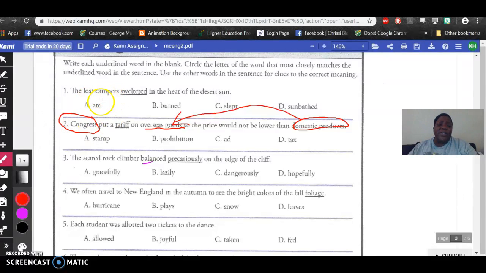Okay, so is our word going to be stamp, prohibition, add, or tax? This says Congress put a stamp on overseas goods so the price could not be lower than domestic products. Or Congress put a prohibition on overseas goods so the price cannot be lower than domestic products. Or Congress put an add on overseas goods, or Congress put a tax on overseas goods, okay? Now, context clues also tell you that you're thinking of something that would cost money. And what is our key word for that? Price. So the only thing here that would indicate a price for something would be tax. So again, either using a dictionary or really dissecting the sentence, we can figure out that the correct word that we're looking for, tariff, is tax.